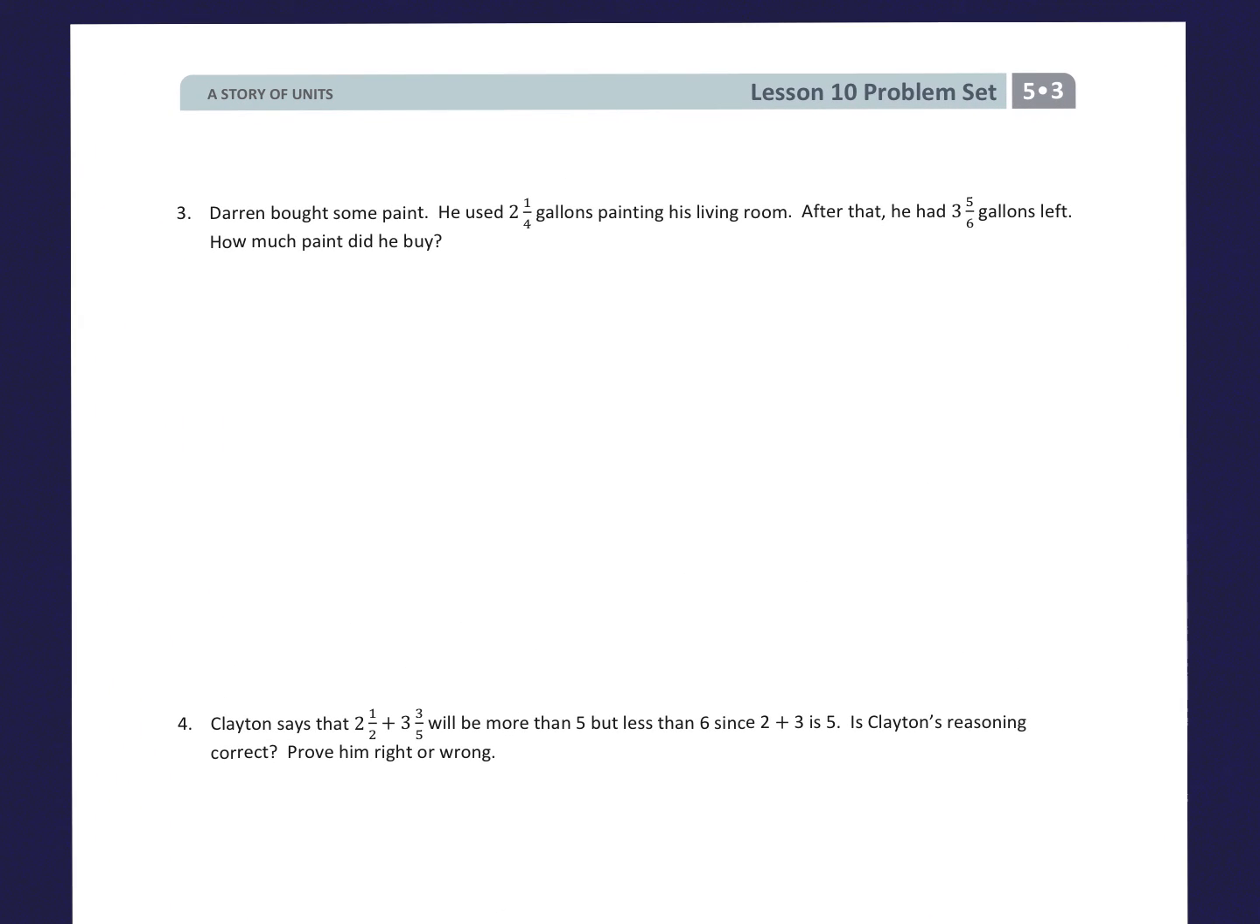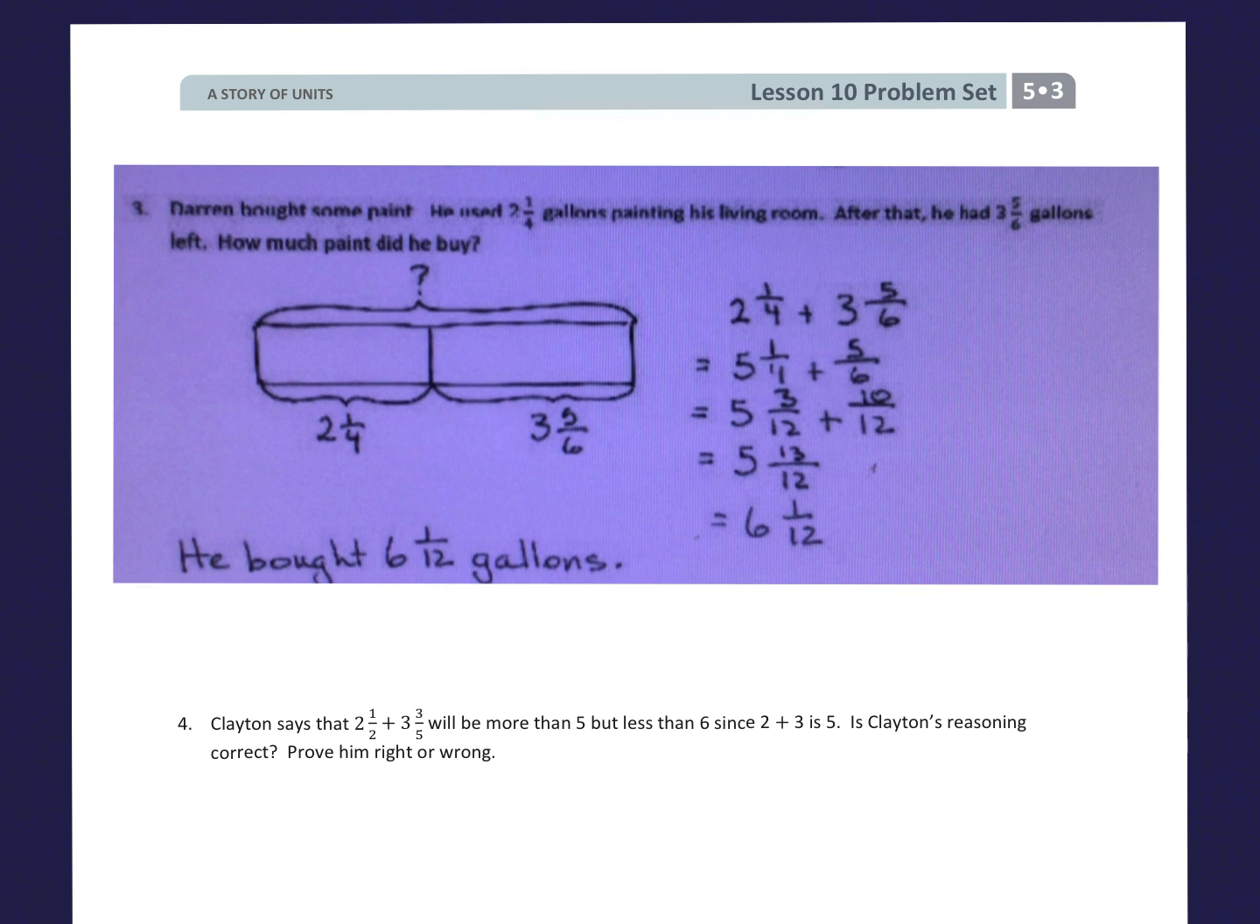So number 3 says Darren bought some paint. He used 2.5 gallons painting his living room. After that, he had 3 5/6 gallons left. How much paint did he buy? So this is a little bit different, but I want to see how much you can do by yourself. Go ahead and try to do this by yourself, and I'll have the answer pop up in 3, 2, 1. Here's the answer. Check your work. Kiss your brain if you got it right. If you got it wrong, stop and check. And if you can't figure it out, come and talk to Mr. Cooper.